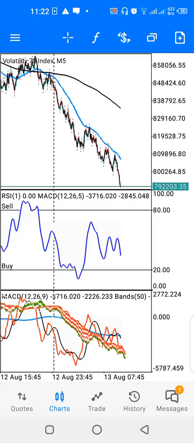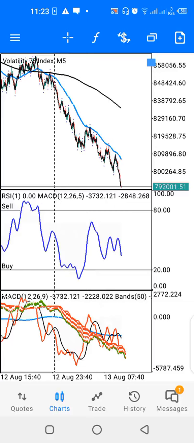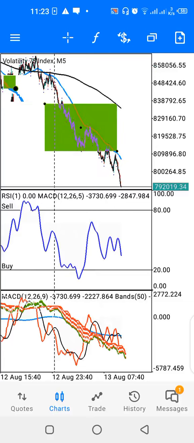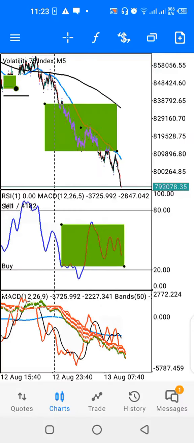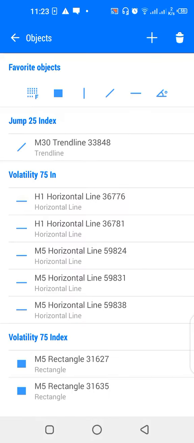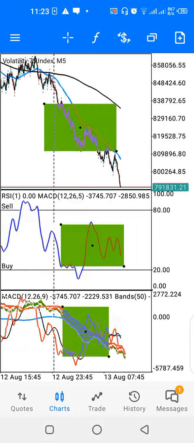On my screen I have three windows. I have the main window, this is my main window. I have indicator window 1, this is indicator window 1. And I have indicator window 2, this is my indicator window 2.